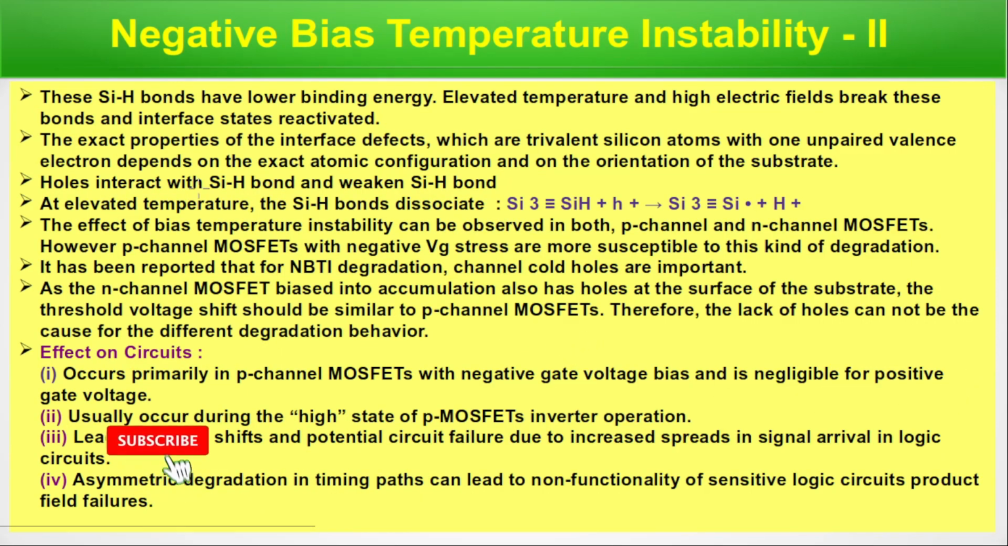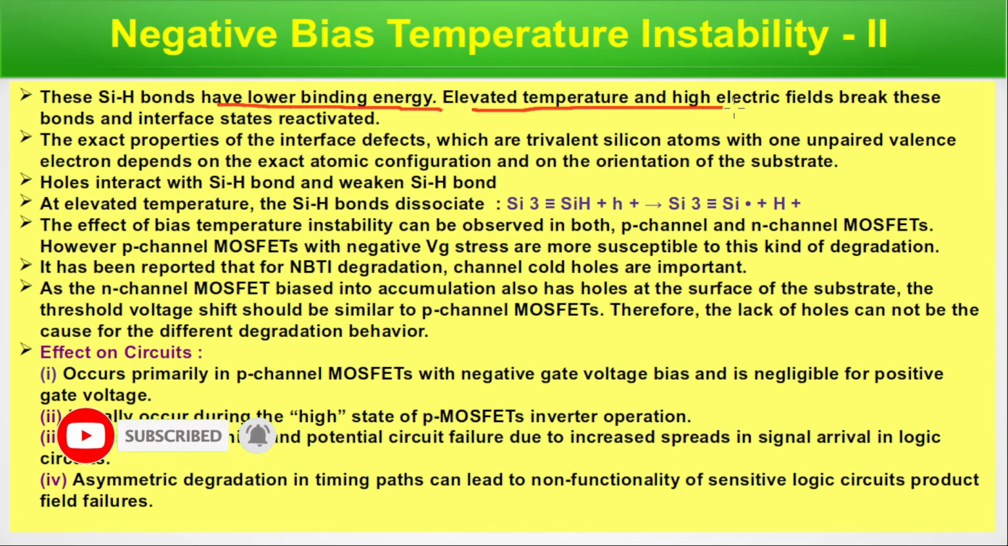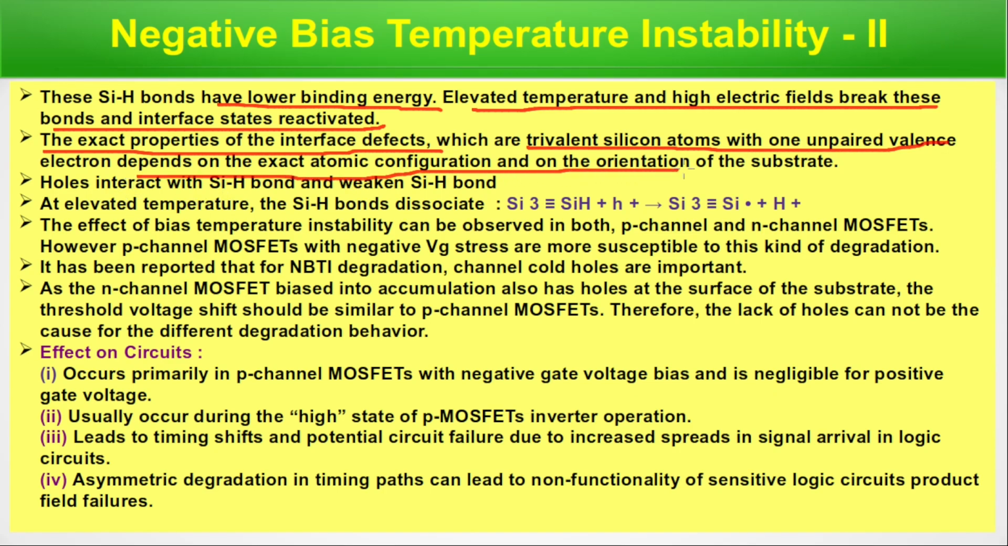These silicon-hydrogen bonds have lower binding energy. Elevated temperature and high electric fields break these bonds and the interface states are reactivated. Their binding energy is low. If temperature is elevated or high electric fields are there, these bonds just break. The exact properties of interface defects, which are trivalent silicon atoms with 1 unpaired valence electron, depend on the exact atomic configuration and orientation of the substrate.